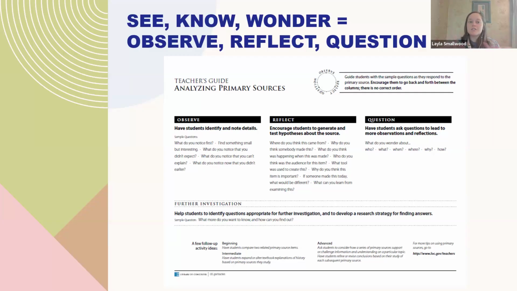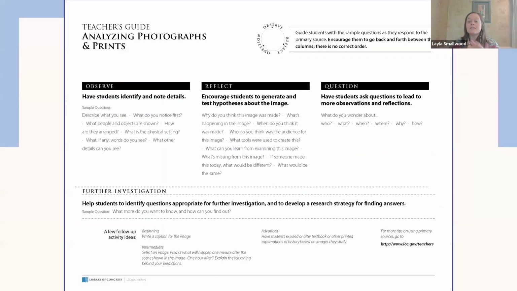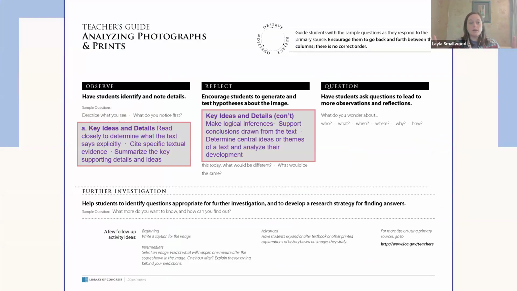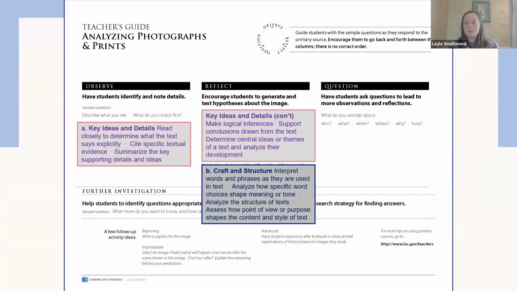So this is just an overview of the teacher's primary source guide. The student's guide is just a blank sheet with this observe, reflect, question, and you could even have students do this on their own papers. And then we'll get into that further investigation as well in a minute. But on the next slide, we have this kind of explanation. There we go. Is it going to make you click through all of them?